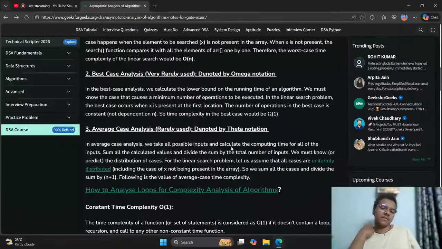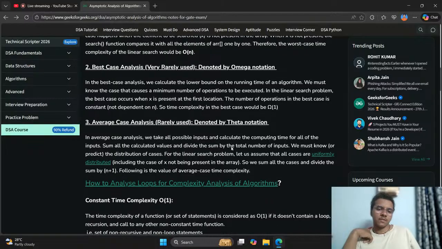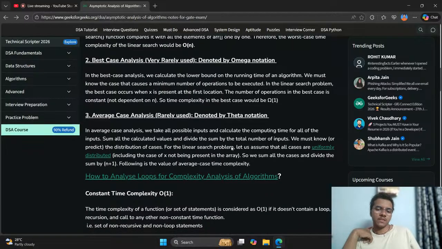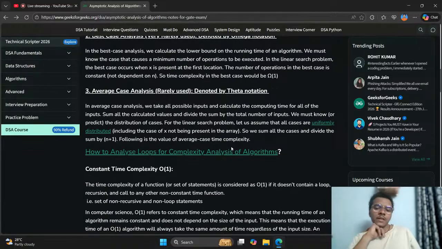Best case analysis is rarely used, denoted by the omega notation. In the best case analysis, we calculate the lower bound on the running time of an algorithm. We must know the case that causes the minimum number of operations to be executed. In the linear search problem, the best case occurs when x is present at the first location. The number of operations in the best case is constant, not dependent on n. So the time complexity in the best case would be omega of 1.